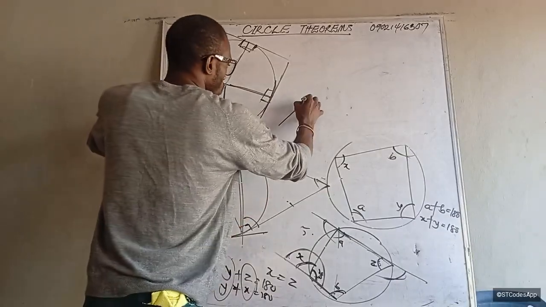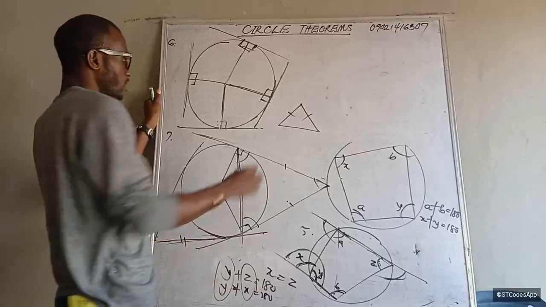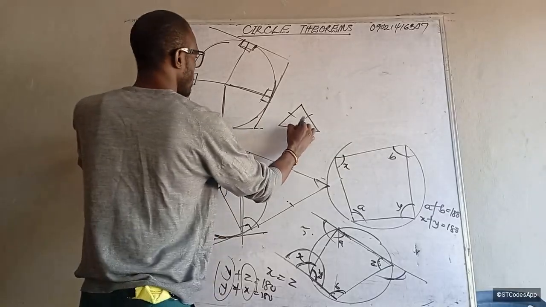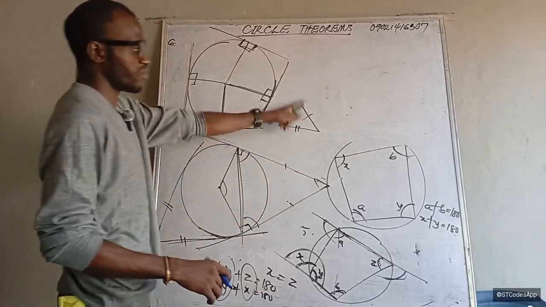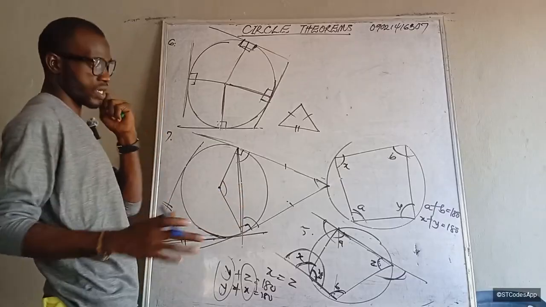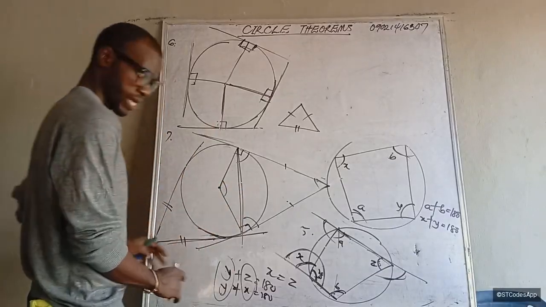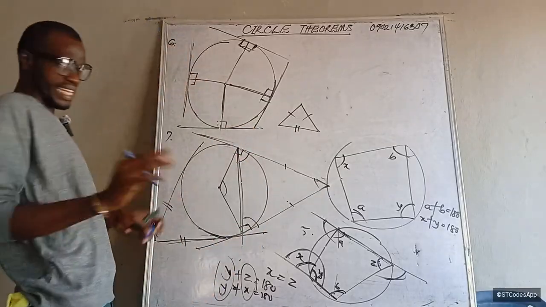What's an isosceles triangle? A triangle that has two sides equal, but the third side is not equal. This third side is not equal. This sign, this and this, means they are equal. This double means it's not equal with them. You see, I put double here, meaning that these two lengths are equal to each other, but they are not equal to this one. Is it clear?